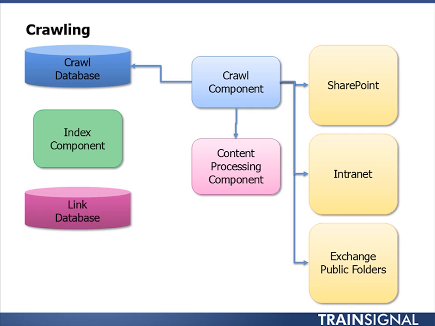Now, my content processing component is going to bust open the item and find all the information that it can find. All the metadata and the corpus of the document itself is going to be sent off to the index component. The link location and where the item happens to be is going to be sent off to the link database. Any URLs that might be found are going to be sent off to the crawl database.